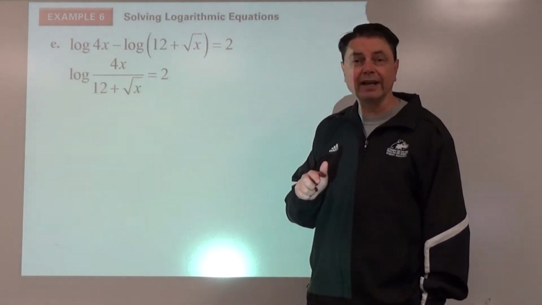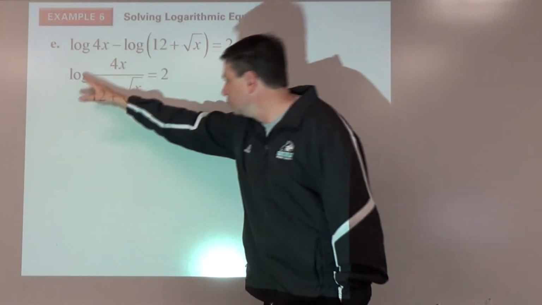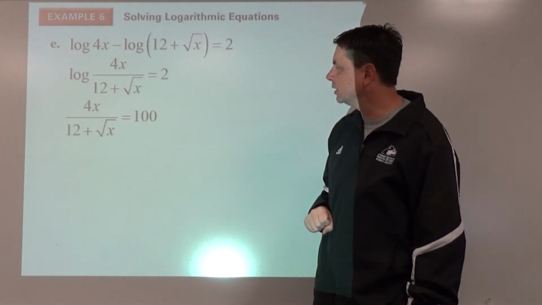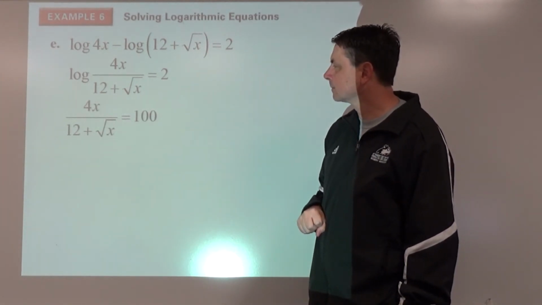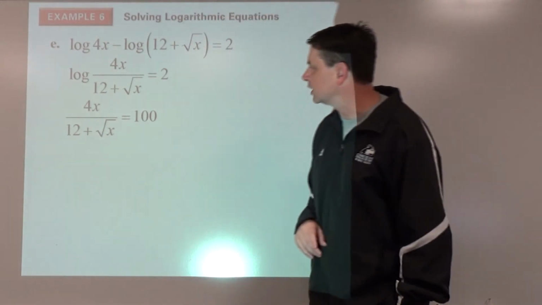And then let's rewrite it by moving the base. Again, we're talking about base 10. So move that over, it becomes 10 to the 2nd power. That's 100. Undo the division, multiply both sides by 12 plus root x.